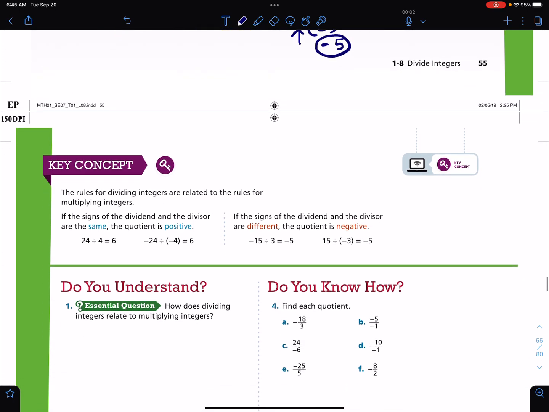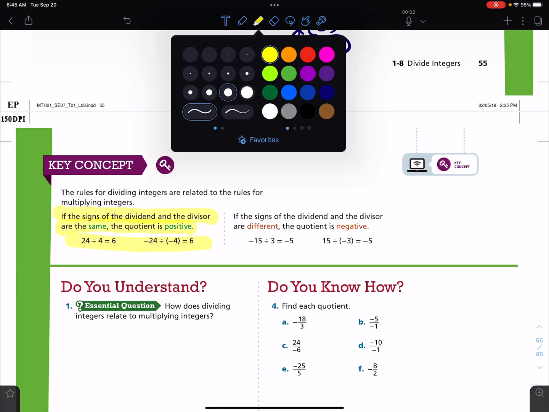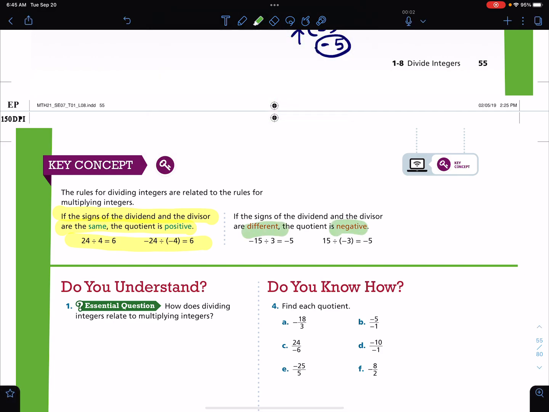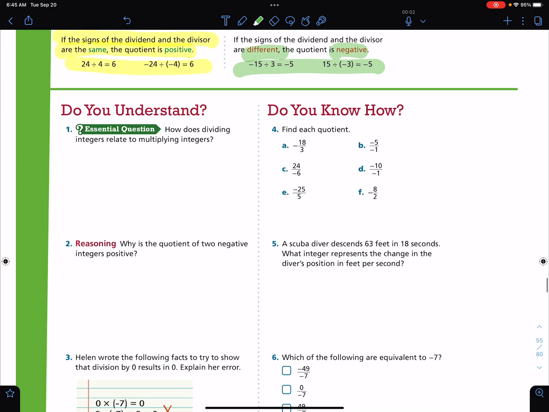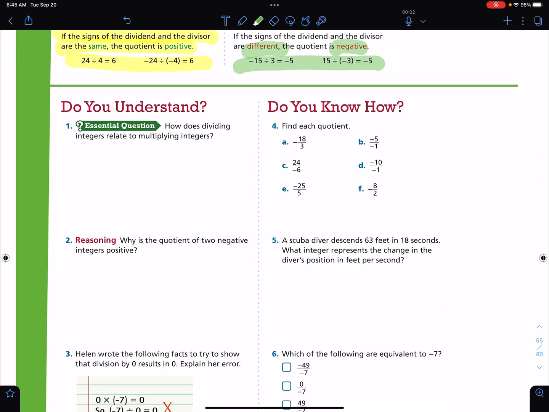So again, the big focus is making sure that we know that if they're the same, the quotient is positive. If they are different, the quotient is negative. You guys are going to come back and do the Do You Understand, Do You Know How?